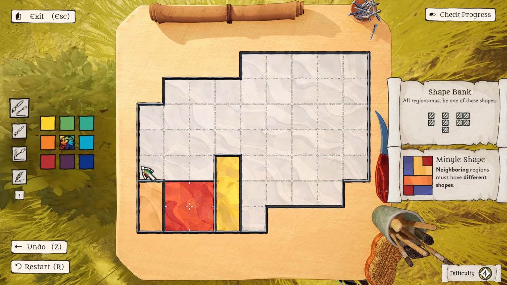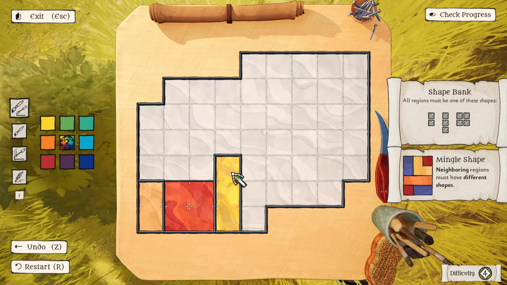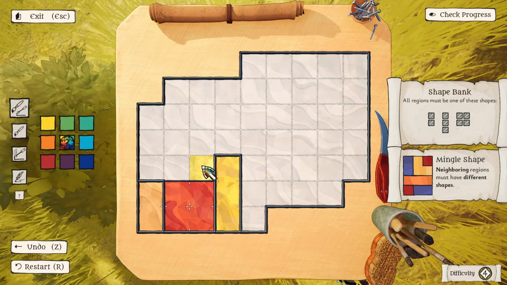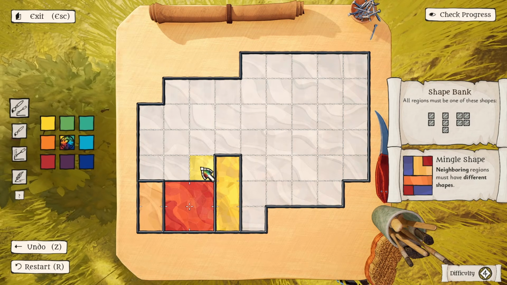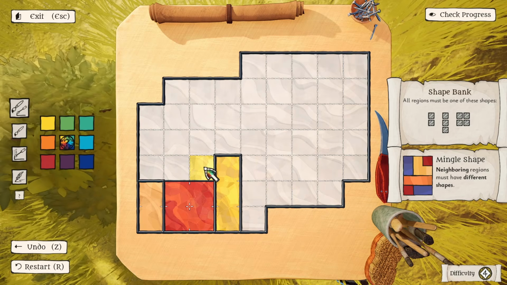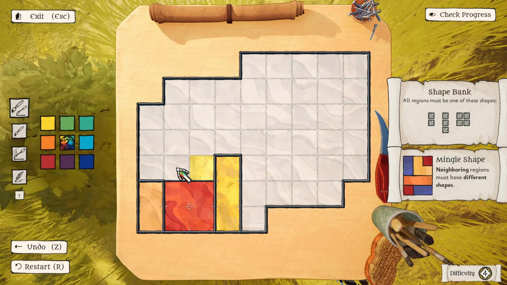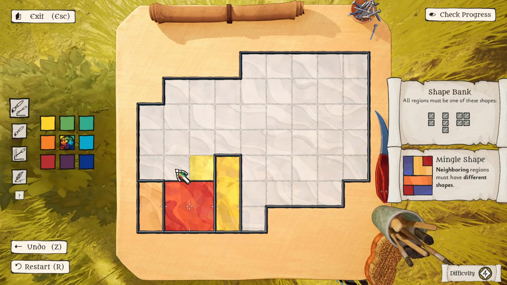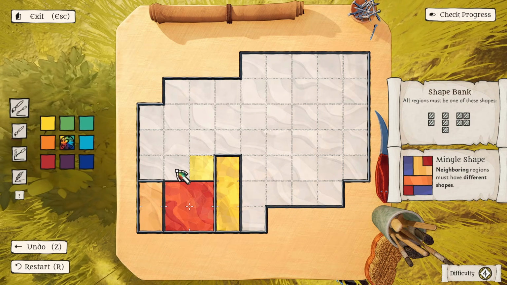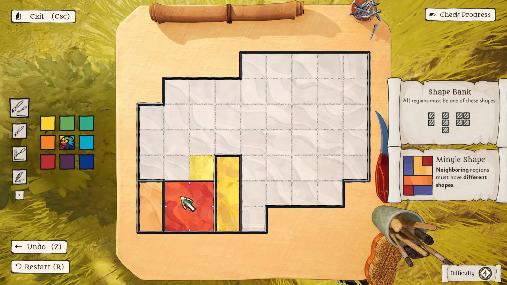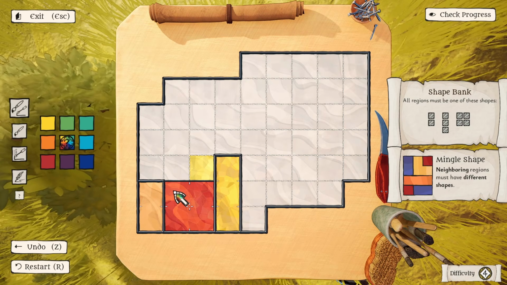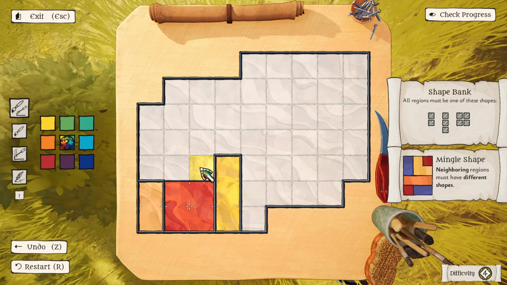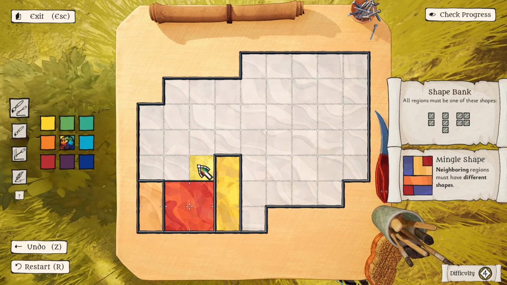We cannot lay a 3 down like that because it would be touching here. This has to be part of a 2. This has to not be part of a square. So there's a good chance this one just goes over here.